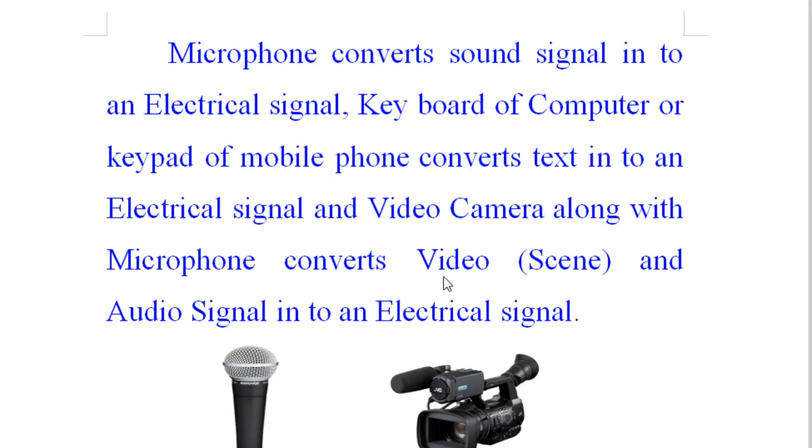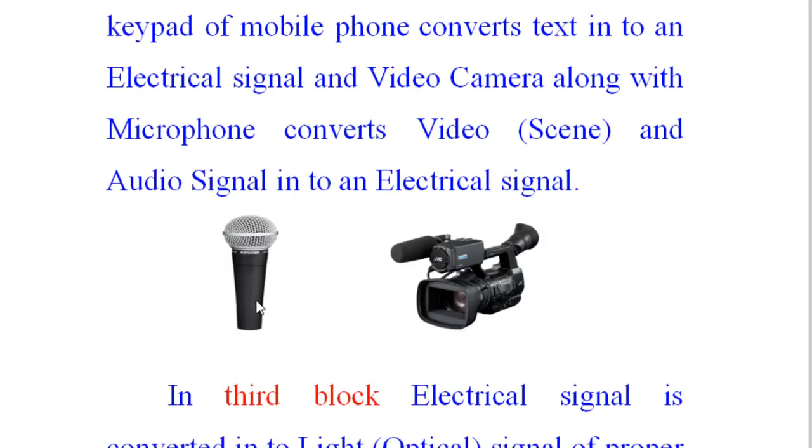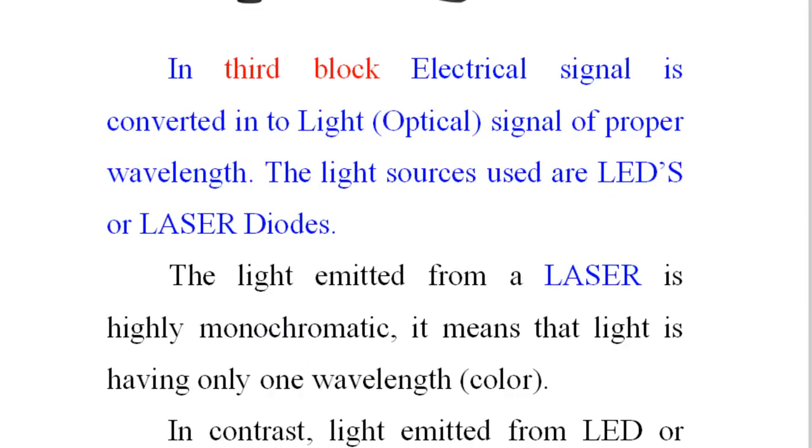Video camera along with microphone converts video, means what? Scene or a picture. Video means scene or a picture, and audio signal into an electrical signal. And this is the example of your microphone. This is the example of video camera. So here you can see your microphone is here in the video camera, and this is the lens. The lens is used to catch the image, and in this way these are your transducers.